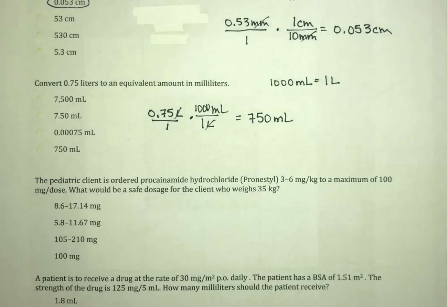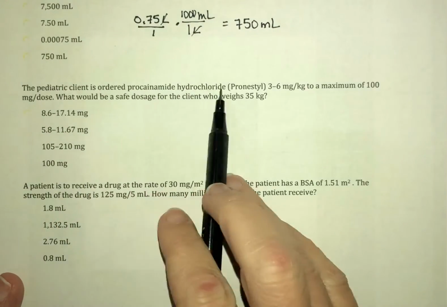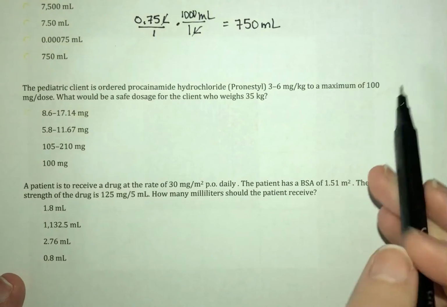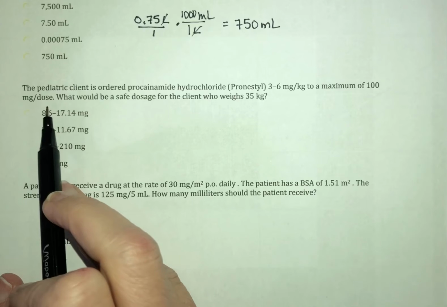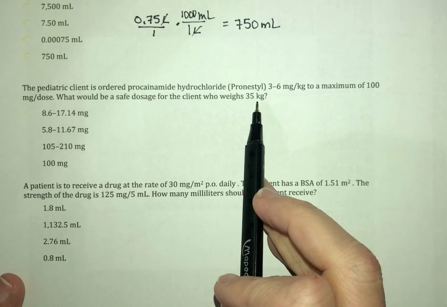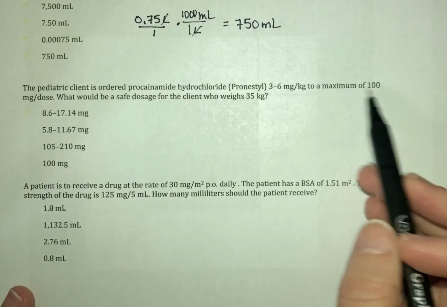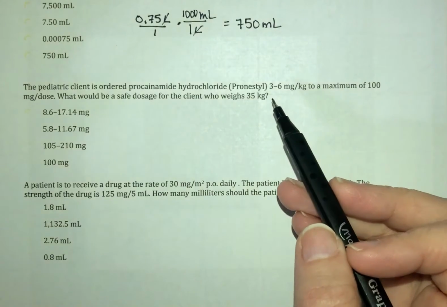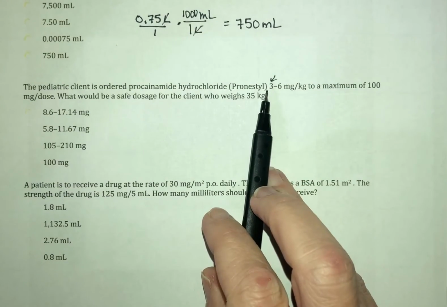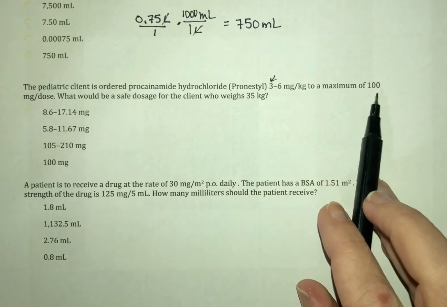Okay, so for the third problem, the pediatric client is ordered this drug at 3 to 6 milligrams per kilogram, up to a maximum of 100 milligrams per dose. What would be a safe dosage for the client who weighs 35 kilograms? Now, the first thing I'm going to do is basically you have 2 problems here. Since we have a maximum dose, well, I guess I need to check both of them, but I'm just going to start off with the 3. And then whatever I calculate for the 3, and then whatever I calculate for the 6, that would be the range, unless it goes over 100.